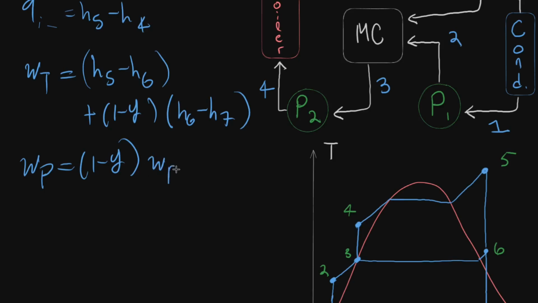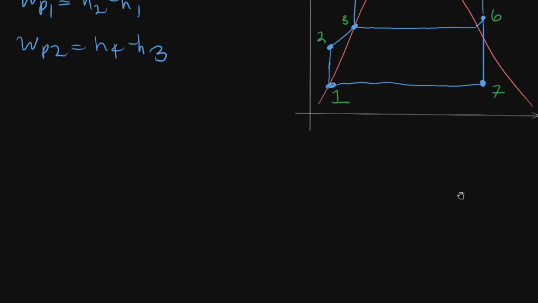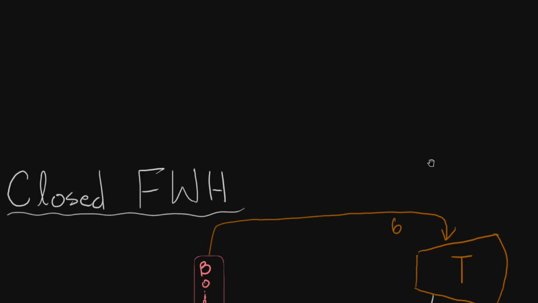Times WP1, and then you could have a WP2 right here, right? We also have to consider WP2, but because we're on the main line, this is just going to be our full m dot, so we don't need to add a 1 minus y here. And just to be clear, our WP1 would be H2 minus H1, and then WP2 would be H4 minus H3. Now on top of that, we can also have what's called a closed feed water heater.